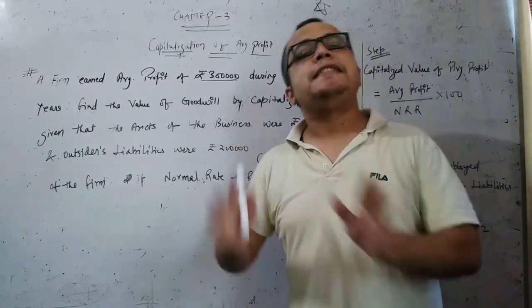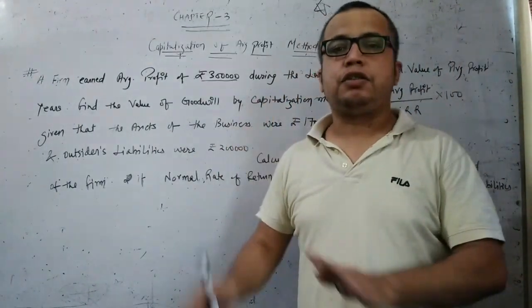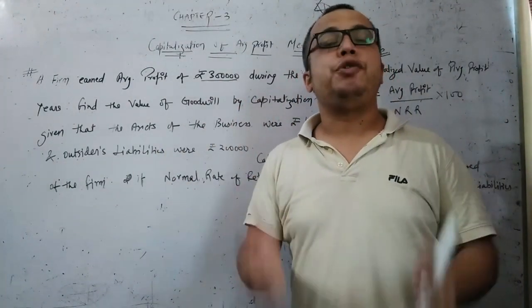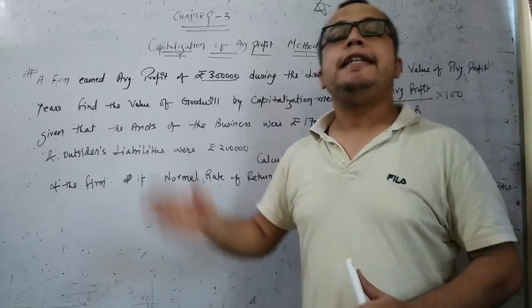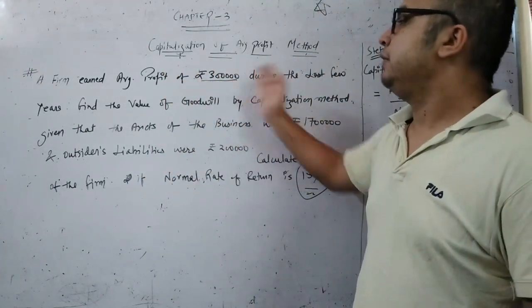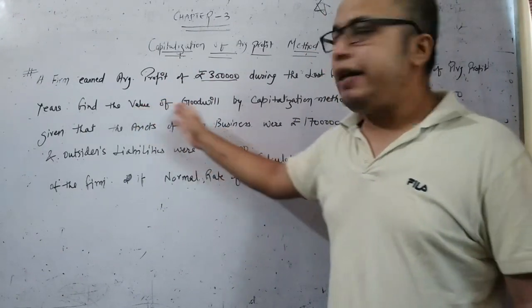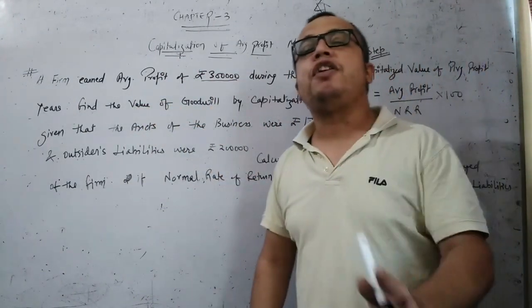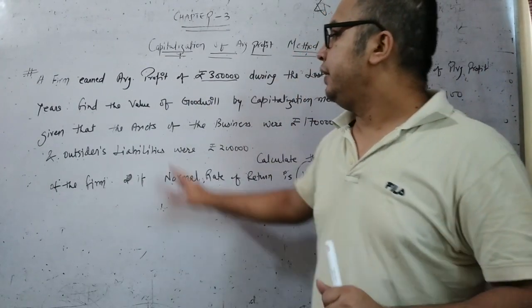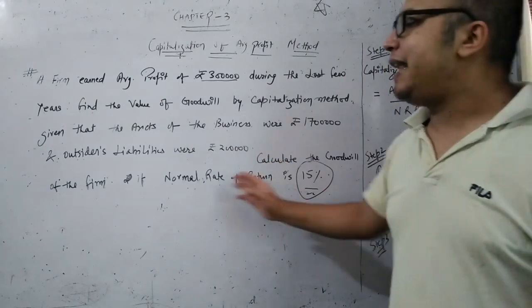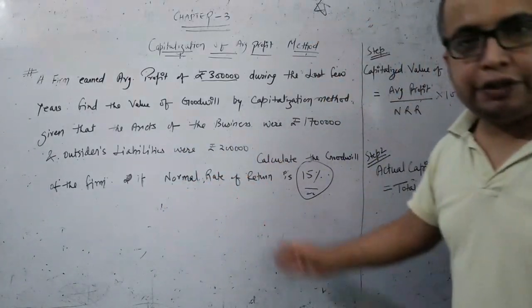After knowing the steps for computing goodwill through the capitalization of average profit method, for better understanding, I am doing one practical problem. In the given problem, a firm makes a profit of 3 lakh and they are asking you to calculate goodwill by the capitalization method. Here, capitalization method means capitalization of average profit, and the values of assets and liabilities are given to you. With that, the normal rate of return is also given to you.